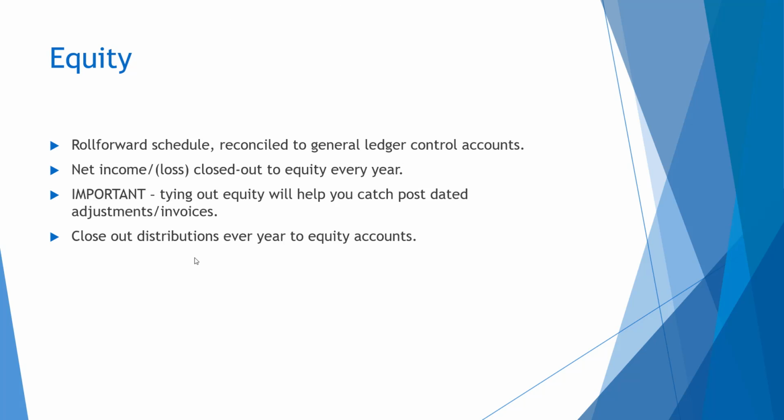Close out your distributions every year to your equity accounts. Now, when you take a distribution, put it in a separate account in the equity area. So you'll have one account, let's say account 3,000 for your capital account, and it could be 3,005 for distributions. Just use that for the current year distribution. So if you take $20,000 in distributions for the year, at the end of the year that balance will be 20,000. When you close out your books, close that number out to the equity when you are done closing out everything.